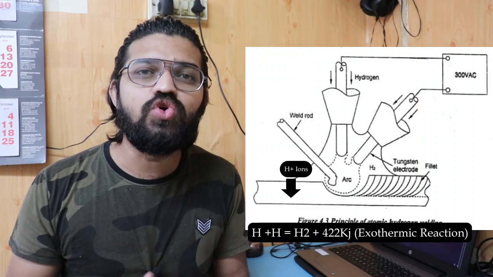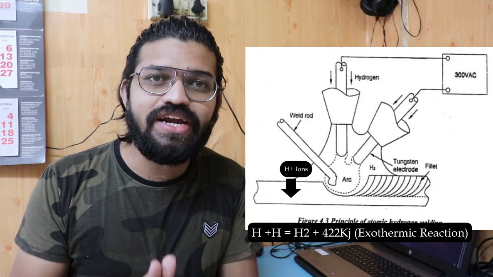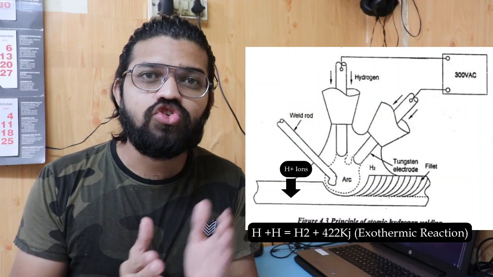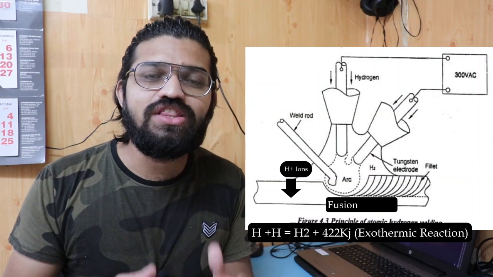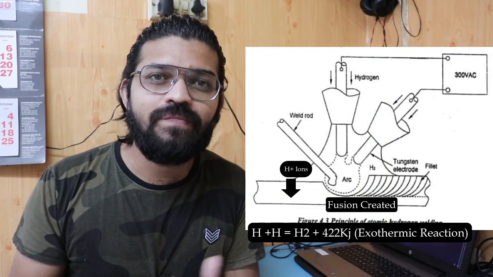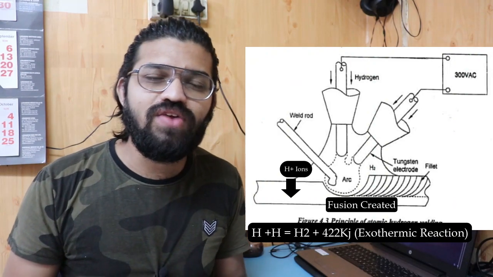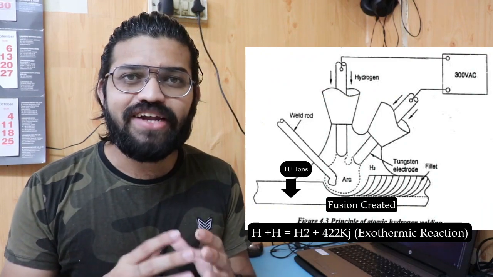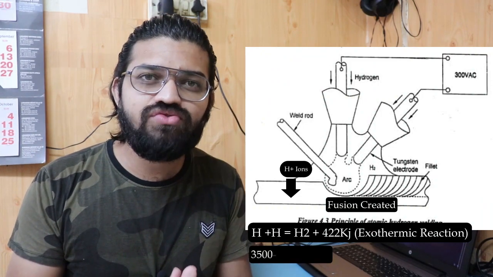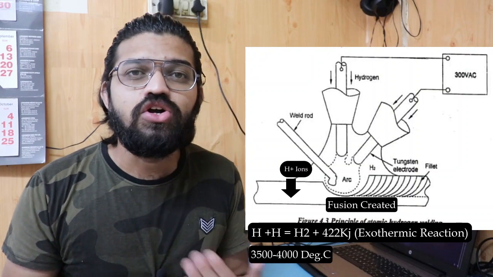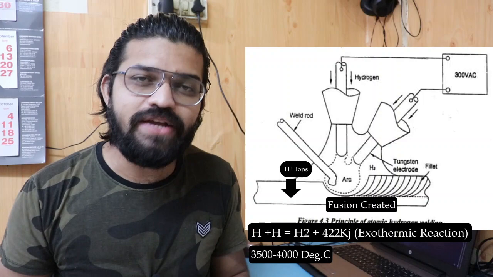So a huge amount of heat gets liberated and it melts the workpiece. The fusion between the workpieces occurs and the welding gets carried out. Hence a molten pool is created between the workpieces, and a temperature of around 3500 degrees Celsius to 4000 degrees Celsius is produced to carry out this welding process.